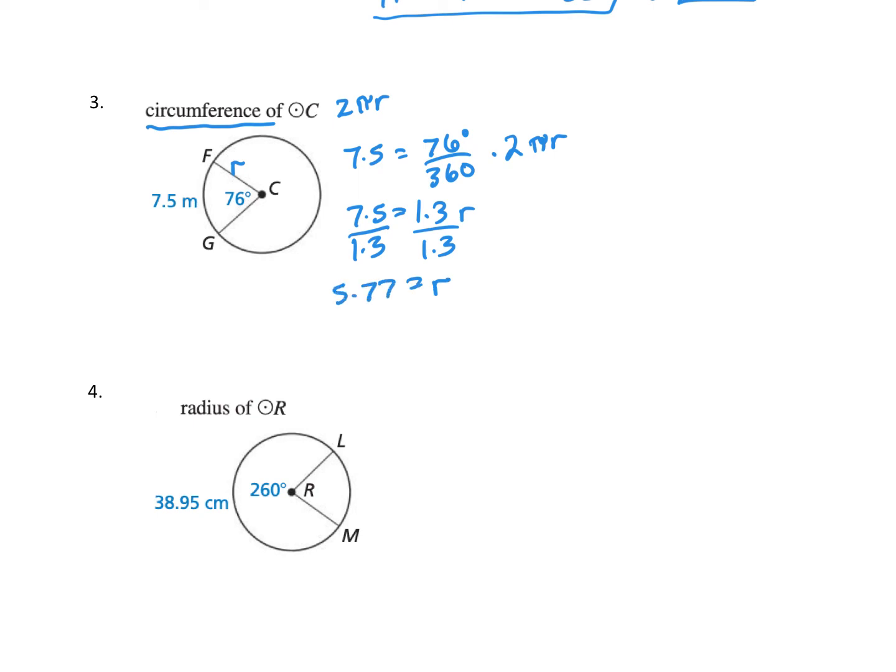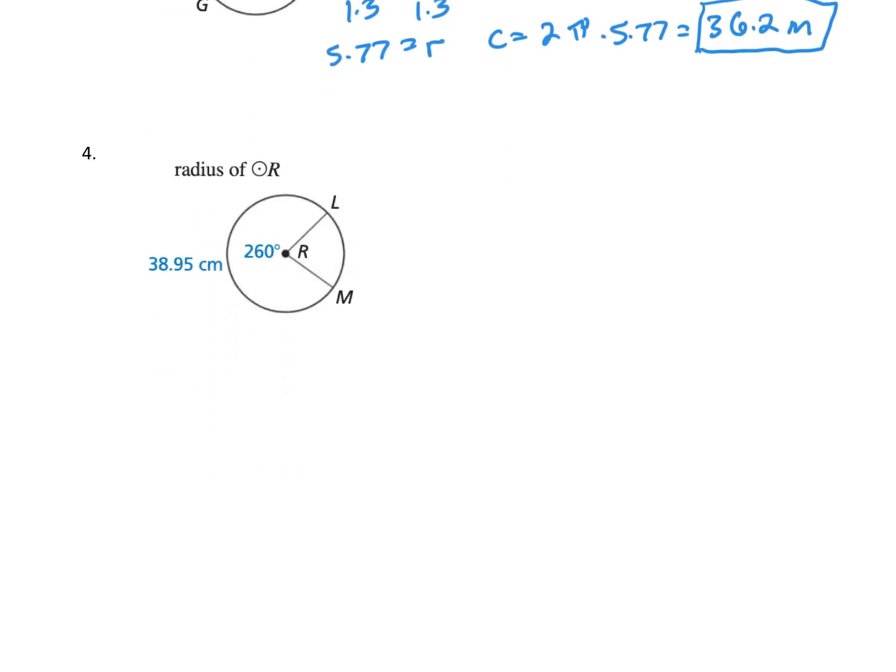So then my circumference is 2 pi r. So 2 pi times 5.77. Punch all that into the calculator. Should get about 36.2 meters for the circumference of that circle.